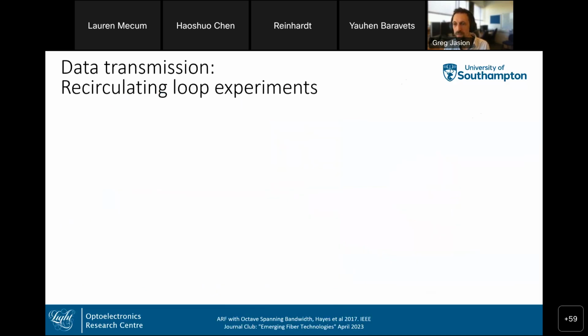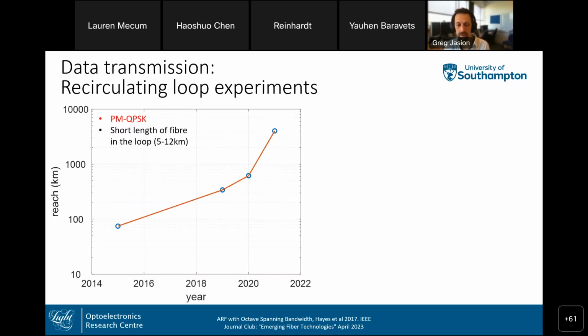So a little bit more about data transmission. You can see that if we use recirculating loops and we have very high quality fiber and very delicately engineered experiments, then we can get several thousand kilometers of transmission. In this experiment, we needed 5 to 12 kilometers of fiber in the loop. So that's several hundred passes. And you can see that we managed to get almost 6,000 kilometers in 2021.